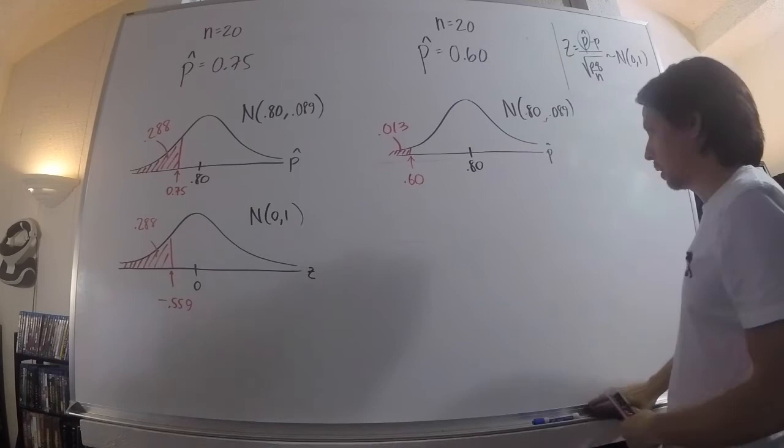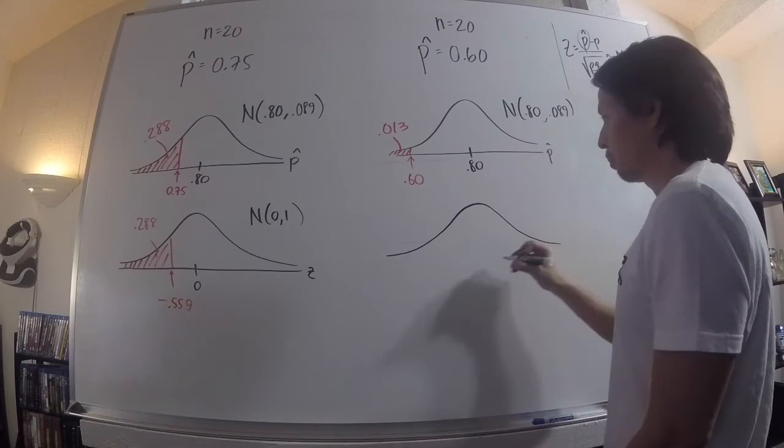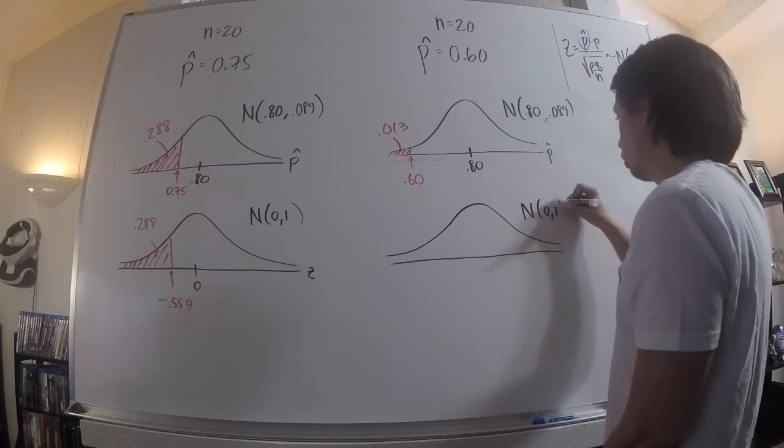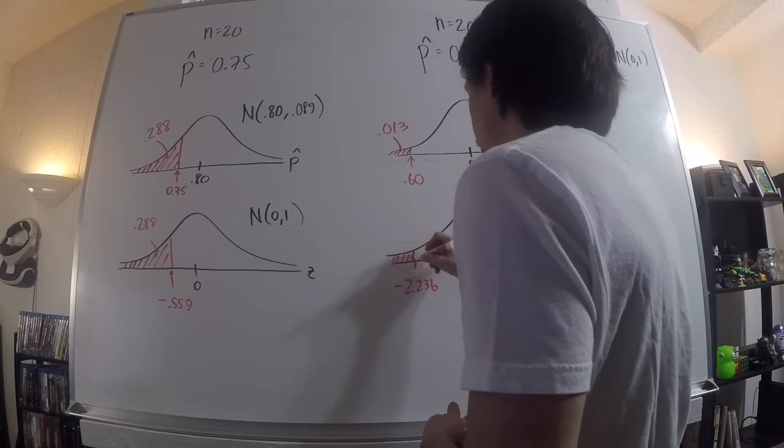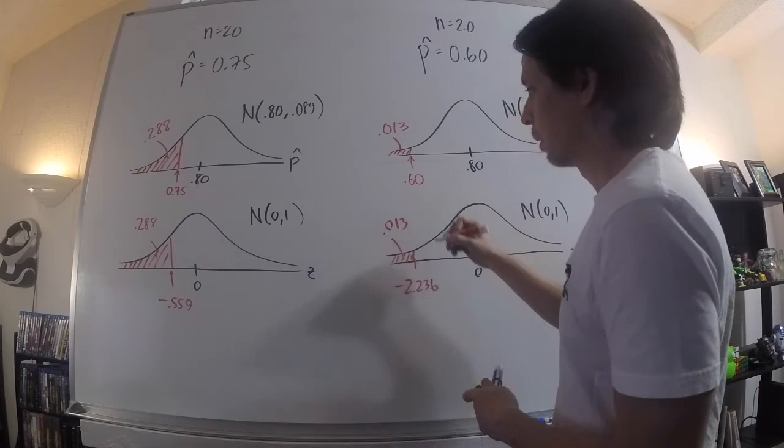Again, we did not actually look at that distribution. We took that 0.60 and immediately converted it to a z-score on your standard normal curve. And what was it again? Negative 2.236. And then use that within the standard normal curve to find our p-value. But it's identical if we had done it over there. Okay, and so that's suspicious, and that's why.